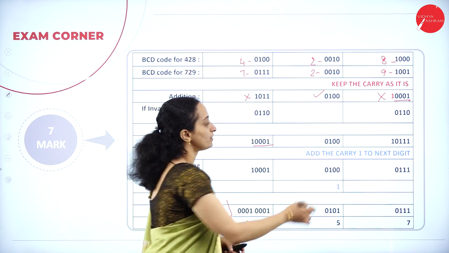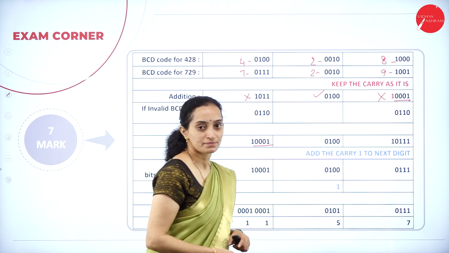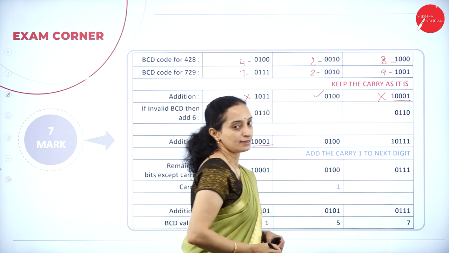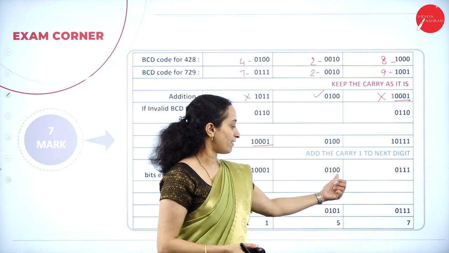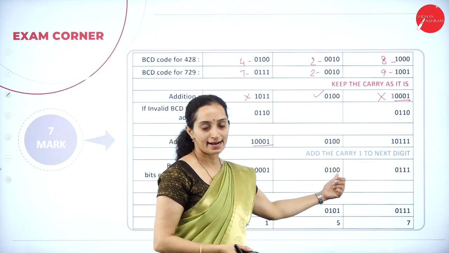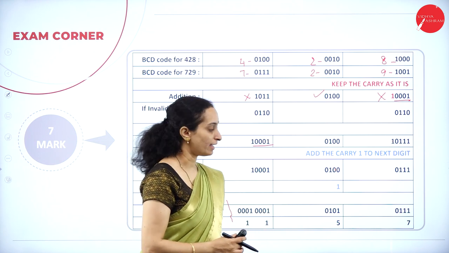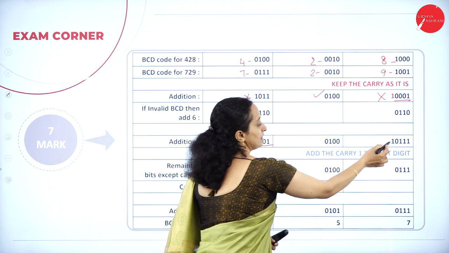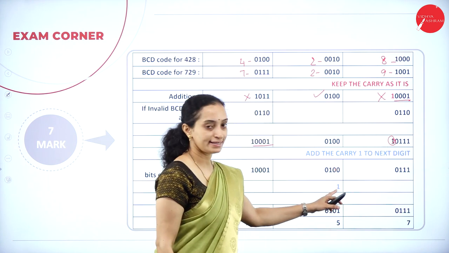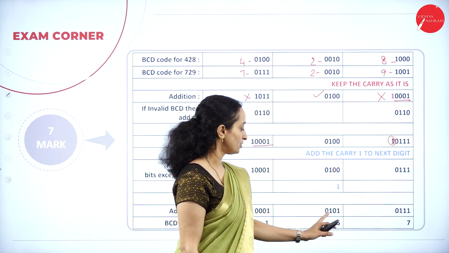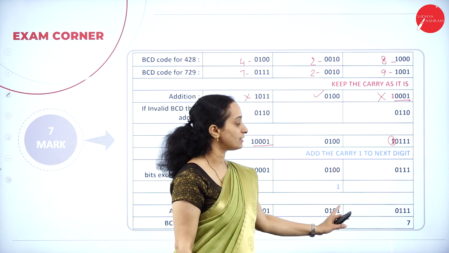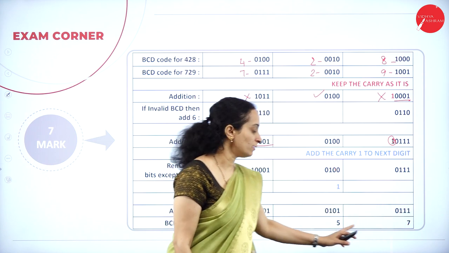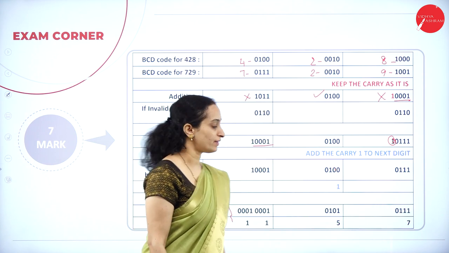So what you have to do with this carry? You have a carry. What you have to do is add this to the next digit's first number, or LSB of the next number. So this one will be added here. This one is added here. For the next digit, you will get 0101. This remains as it is. 0111. 0101 you will get.